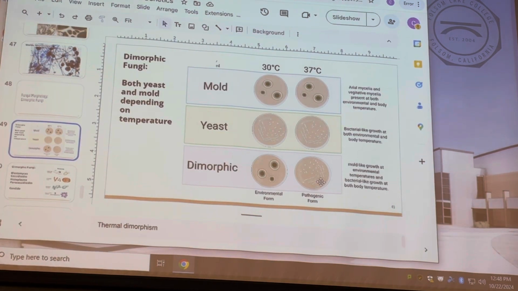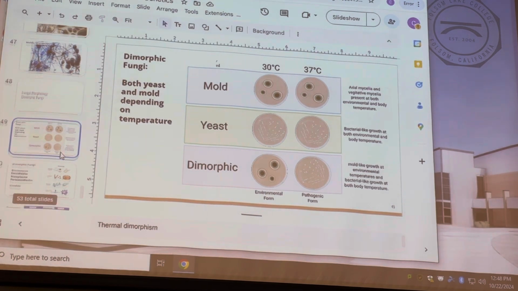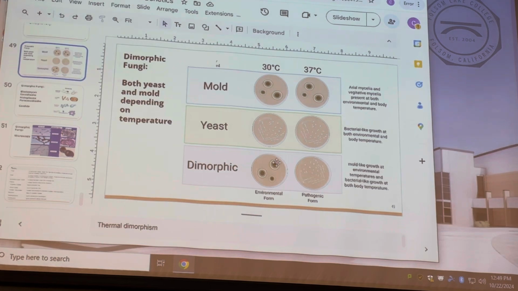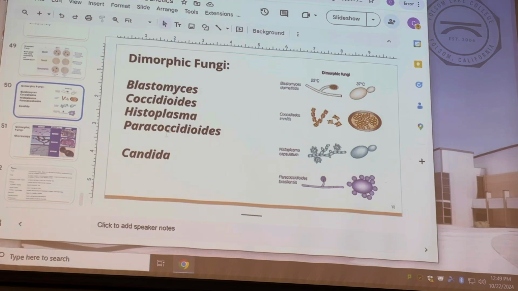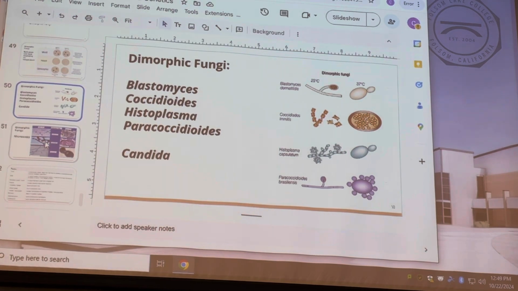Here's the dimorphic. They'll be in their pathogenic form, which really, I mean, they are pathogenic either way, at warmer temperatures. They'll have their yeast structure, and they can have a mold structure when they're in colder temperatures, which we worry about for transmission, because now they can survive and thrive outside of the human body. Here's some examples of dimorphic fungi. We don't have to know those yet. The only one that we have to know for the final is Candida, because that's our normal flora.